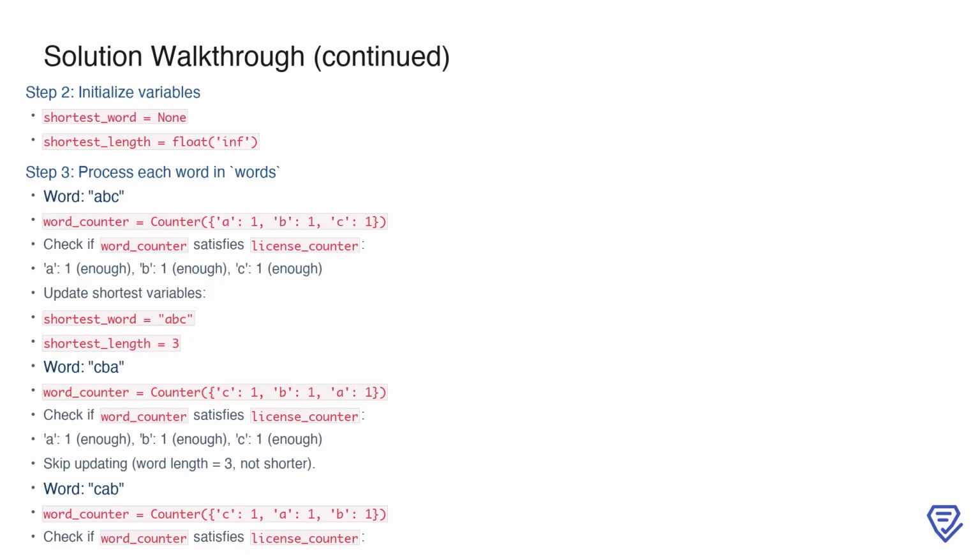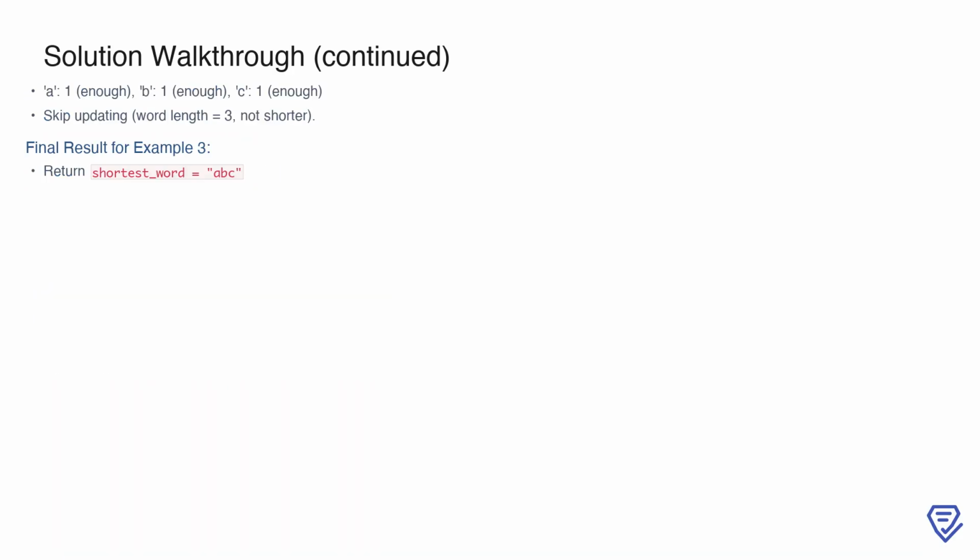Finally, we evaluate CAB. The word CAB has a frequency count of Counter, C1, A1, B1. It satisfies the license_counter as it contains 1 A, 1 B, and 1 C. However, with a length of 3, it is not shorter than the current shortest word, ABC. Therefore, we don't update the shortest variables.